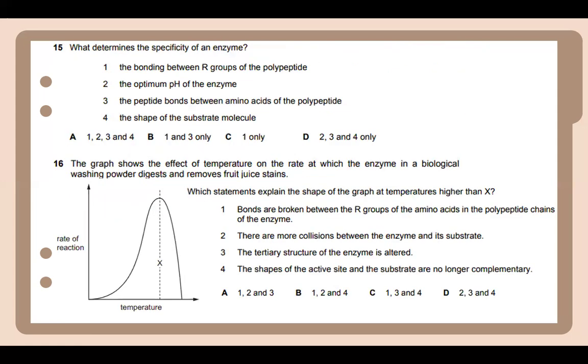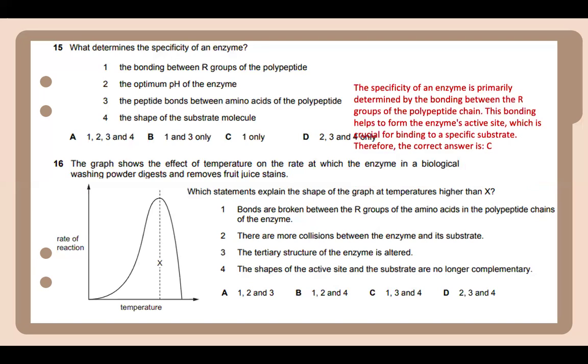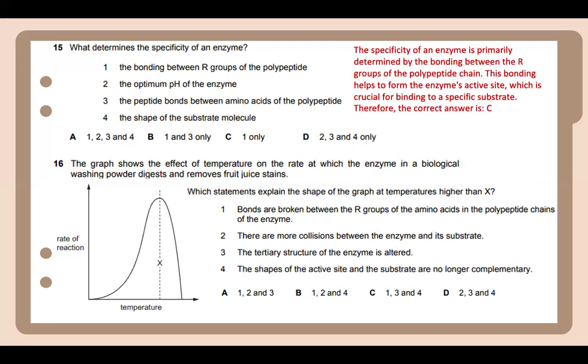What determines the specificity of an enzyme? The specificity of an enzyme is primarily determined by the bonding between the R groups of the polypeptide chain. And this bonding helps to form the enzyme active site, which is crucial for binding to a specific substrate. Therefore, the correct answer is C.